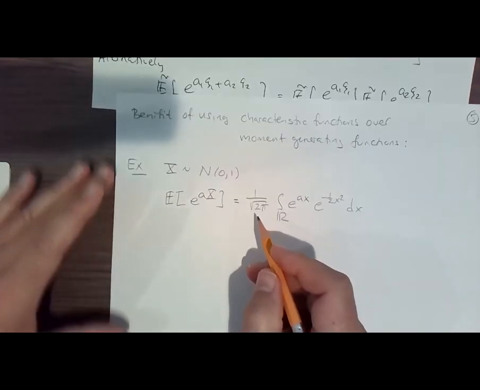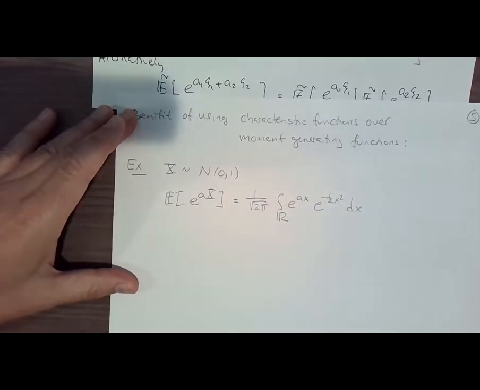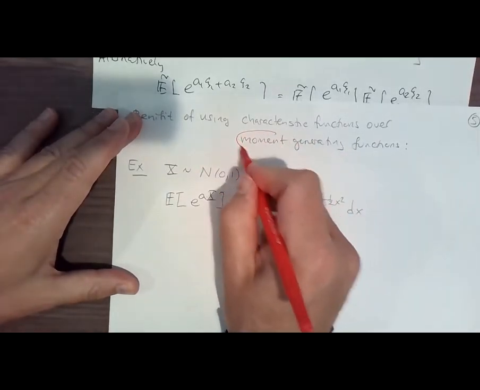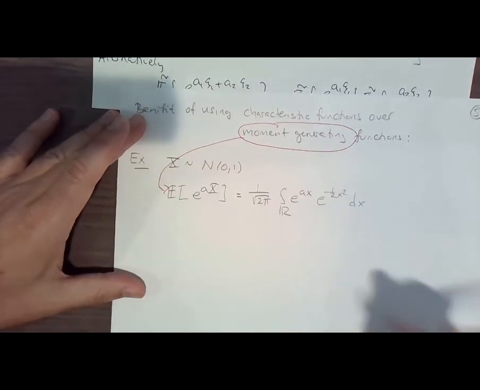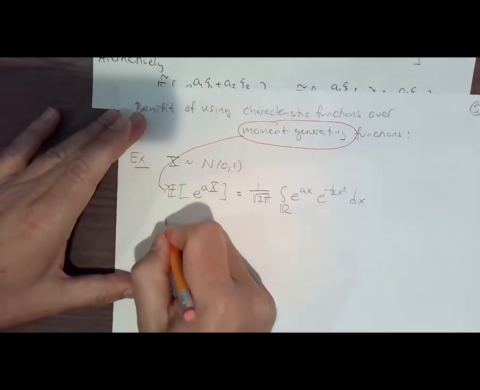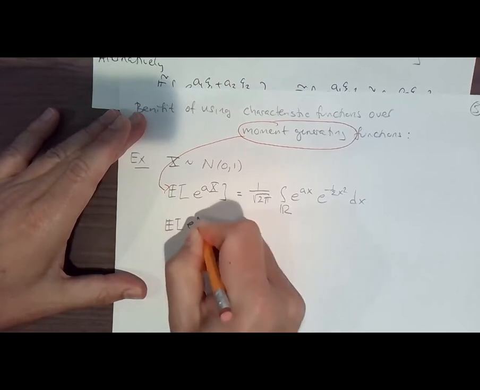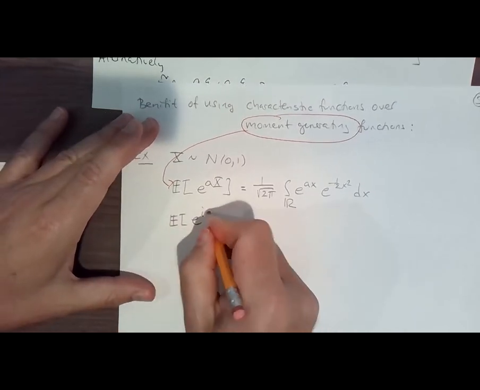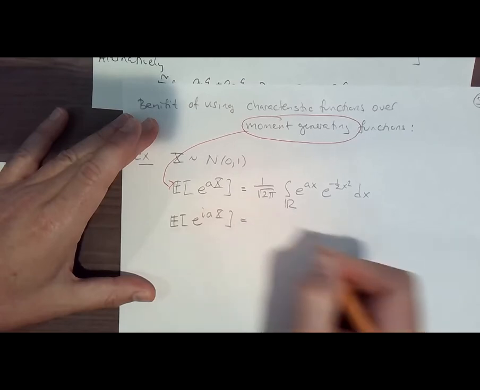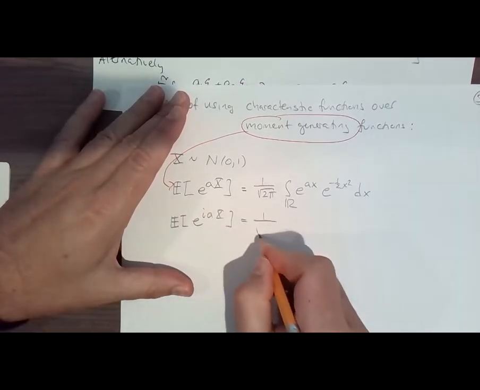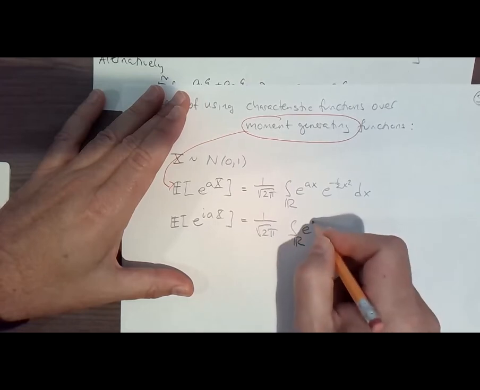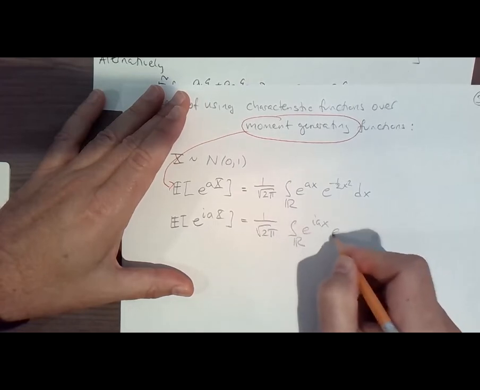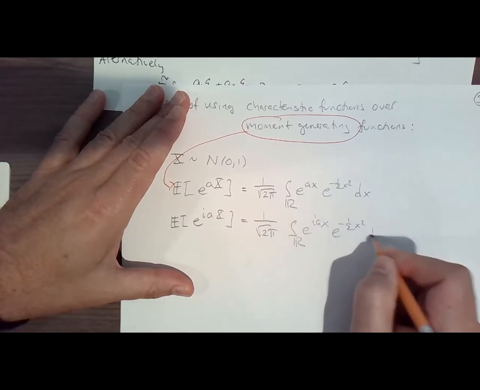This would be the moment generating function, right? This here would be the moment generating function. That is this guy. And then I can also look at the characteristic function. Now I have to put an i there. I do an ax. The formula is very similar: e to the iax, and then e to the minus 1/2 x squared dx.